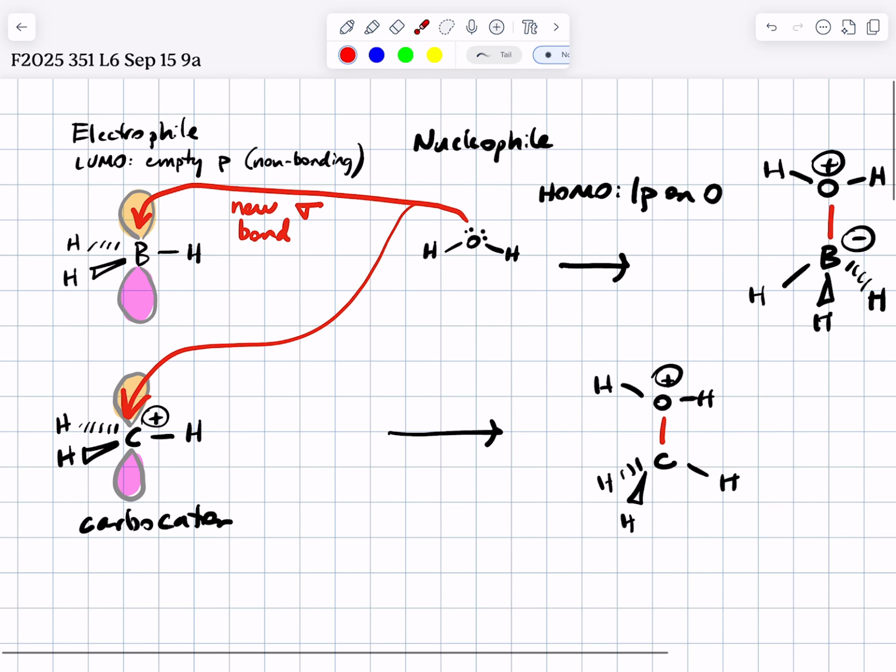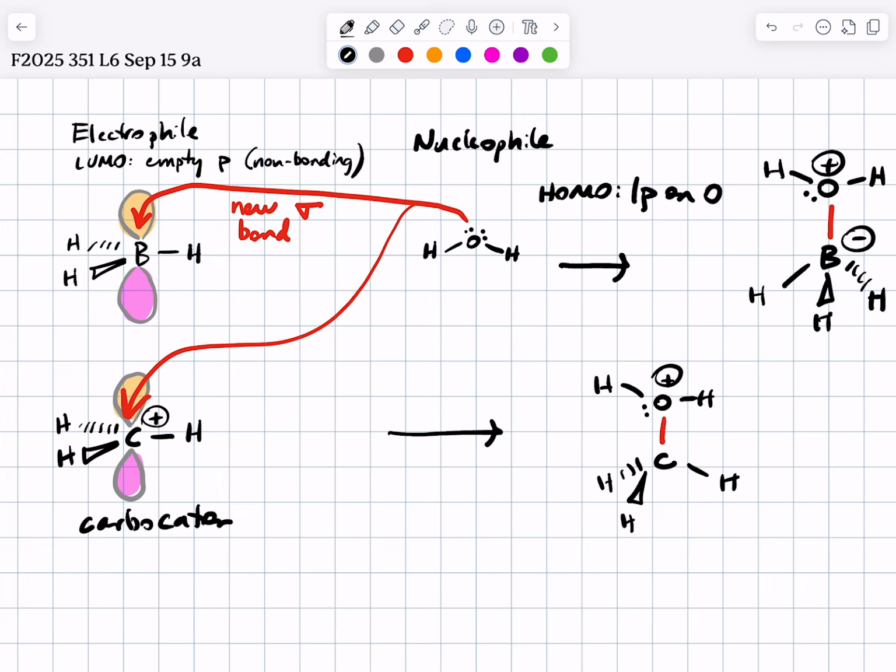Perfect. Others? Yes? So there were two sets of lone pairs before the reaction. One lone pair formed the bond. Where is the other one? The other one, good. There were two lone pairs before the reaction. One formed the bond. The other's still on the oxygen. Good.